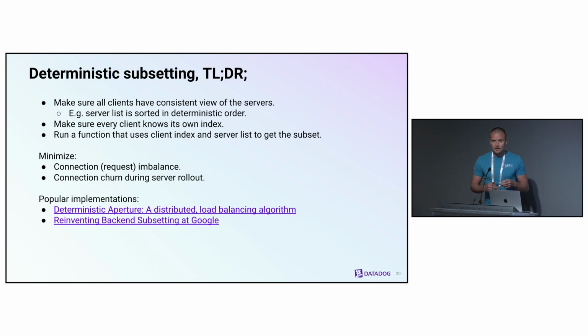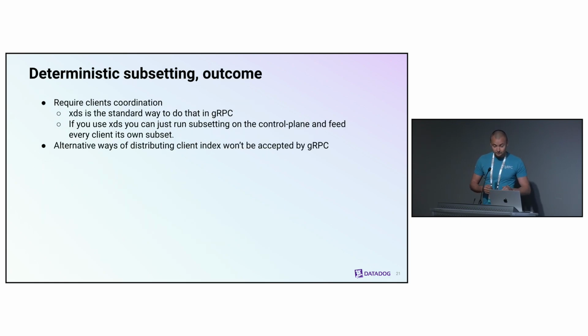So clients can choose their subsets in an optimal way such that they can minimize both connection churn and server-side load imbalance. So on this slide, I highlighted the two most popular implementations we found on the internet. One is deterministic aperture from Twitter, another one from Google. And if you're really interested in this topic, I can mention that my current colleague, Ruben Oanta, is here with us today, and he is the author of the Twitter aperture implementation, so I'll be happy to connect you with him if you have a lot of questions about this.